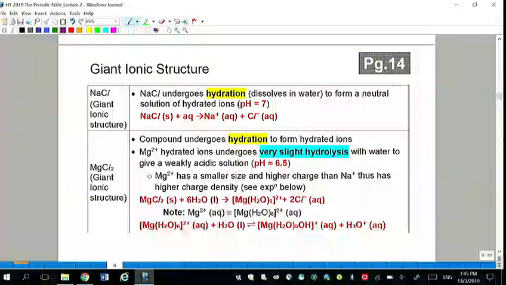First thing, when I react my sodium chloride in water, it dissolves in water and undergoes a process we call hydration. It's a big sounding word. If I put it in layman terms, hydration simply means the water molecules surround your ions, forming what we call an ion-dipole interaction.